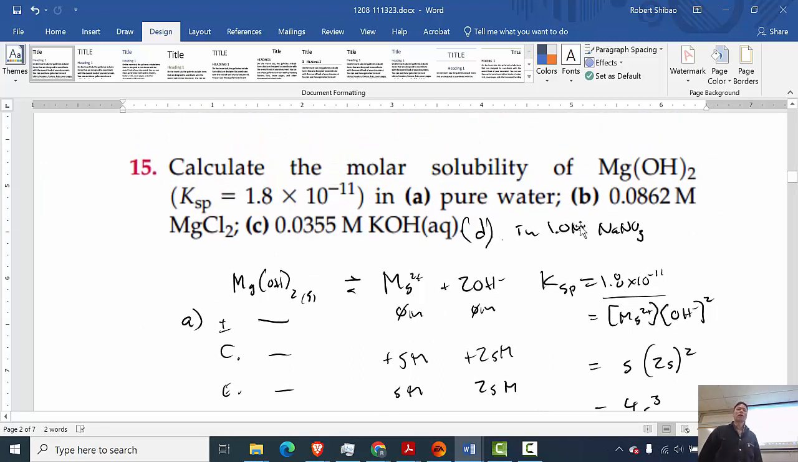Which of these four is magnesium hydroxide the most soluble in? Is magnesium hydroxide the most soluble in pure water? In 0.0862 molar magnesium chloride? In 0.355 molar hydroxide? Or in 1 molar sodium nitrate? Which would you expect magnesium hydroxide to be the most soluble in? A, B, C, or D?